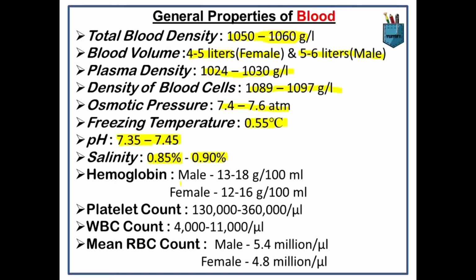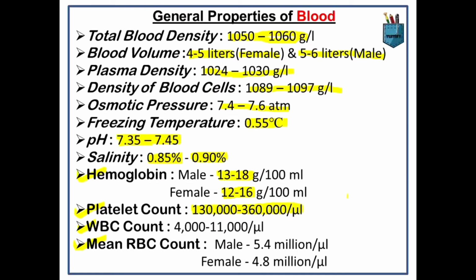Now coming to hemoglobin count. In male, the hemoglobin count is 13 to 18 gram per 100 ml, and in female the hemoglobin count is 12 to 16 gram per 100 ml. And the platelet count, these 3 points, hemoglobin, platelet count, WBC count, and RBC count, these are the important tests of blood done for diagnosing any disease. These are the main tests that are done.